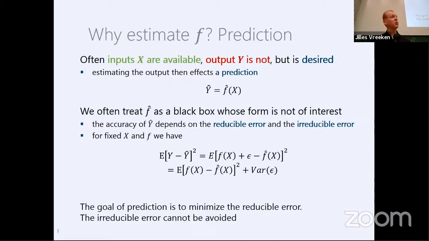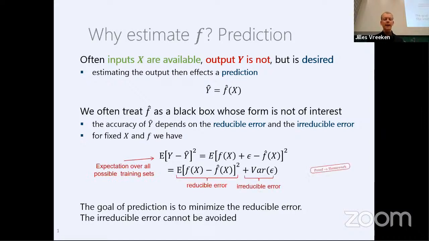There are some assumptions under the hood, namely that this error has a zero mean. So basically we capture all structure that is capturable inside F. That is essentially what it comes down to. Expectation of all possible data, reducible, irreducible. And if you want to know if this is true and how to do this, well, you have to do your homework.